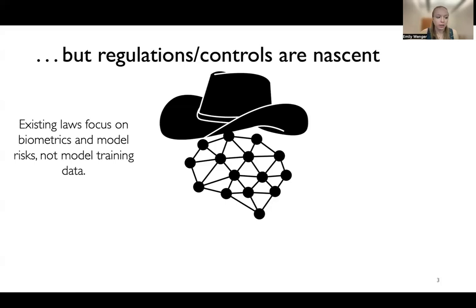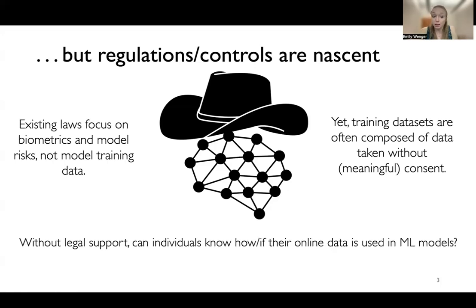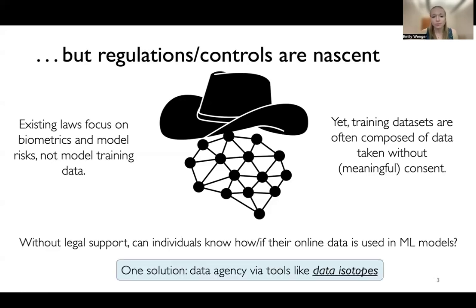There are no legal frameworks mandating any form of transparency or ensuring that meaningful consent is obtained in collecting training data. Since often data used to train machine learning models is collected from large-scale scrapes of the internet, individuals' data can be harvested and used without consent or their knowledge in machine learning models. This then begs the question, without any legal framework to support them, how can individuals know if their data is being used in machine learning models? And that motivating question is what drives our proposal today, a tool called data isotopes that enables individuals to have a bit more agency over understanding how and if their data has been used.